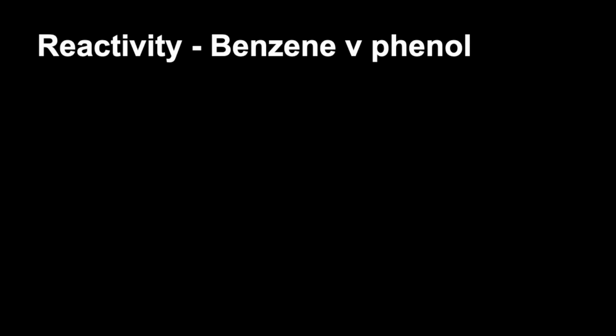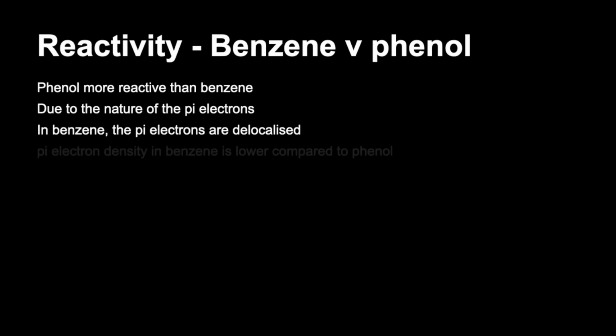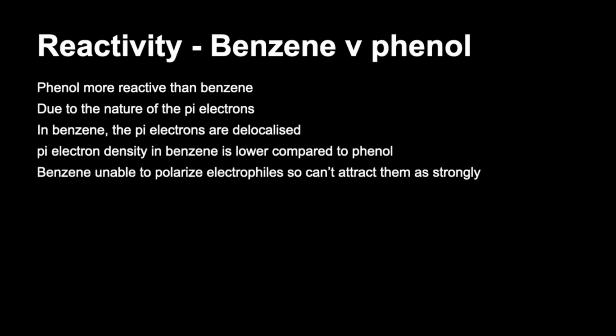The final phenol slide's about the reactivity compared to benzene, so a very similar slide to the one you saw with the alkenes. So phenol is more reactive than benzene. That's down to the nature of the pi electrons. Remember, in benzene the pi electrons are delocalized. The pi electron density in benzene is lower compared to phenol. Benzene can't polarize electrophiles, can't attract them as strongly.